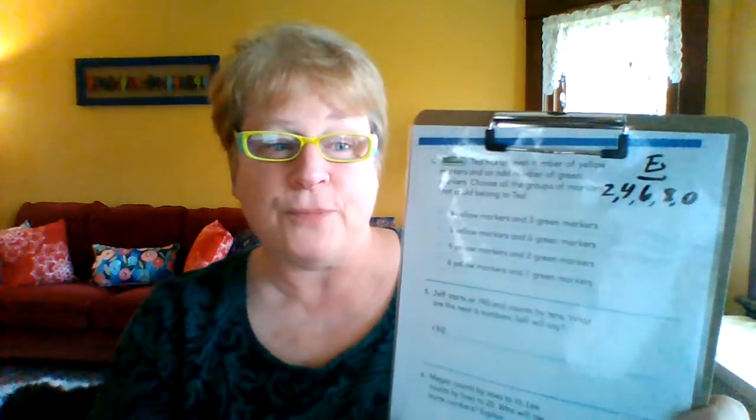I'm okay. It says Ted has an even number of yellow markers and an odd number of green. Choose all the groups of markers that could belong to Ted. Now this is a good time to write your even numbers. We'll put E for even. And what were our even numbers again? 2, 4, 6, 8, and anything that ends in 0.